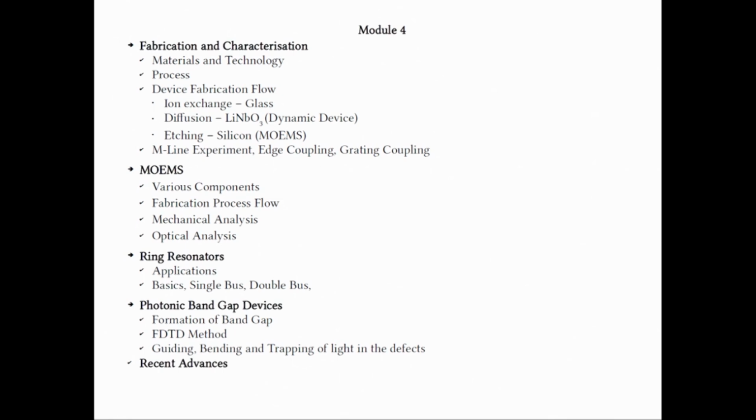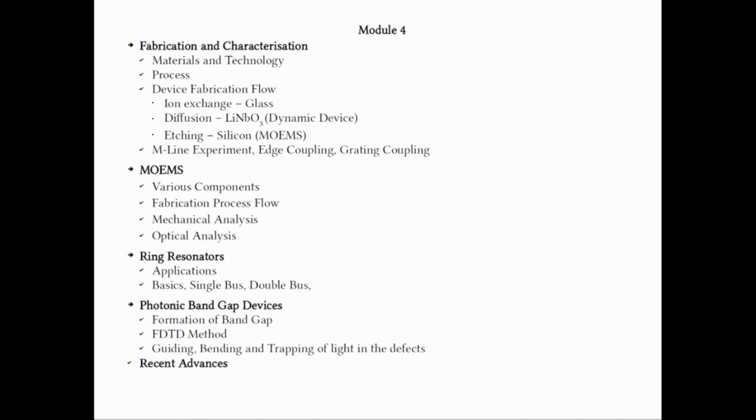There are several configurations we looked at, like a single bus ring resonator, a double bus ring resonator, and so on and so forth. Finally, we looked at photonic band gap devices, also called photonic crystal based devices. The formation of a band gap is an important problem. We said that a photonic crystal or photonic band gap structure has a periodic refractive index variation, and due to that you have what is called the band gap. Only certain frequencies are allowed to propagate and a band of frequencies is not allowed to propagate. That is why it is called the photonic band gap structure.